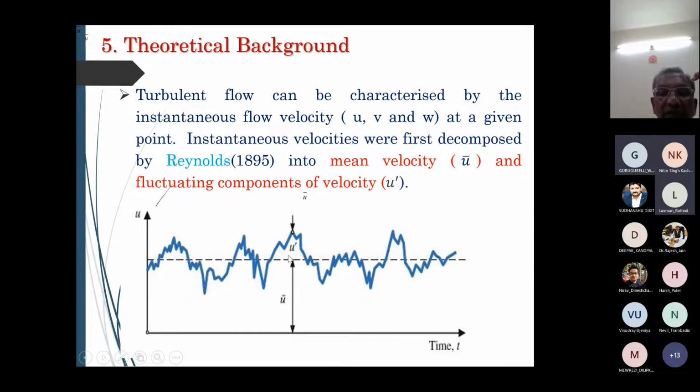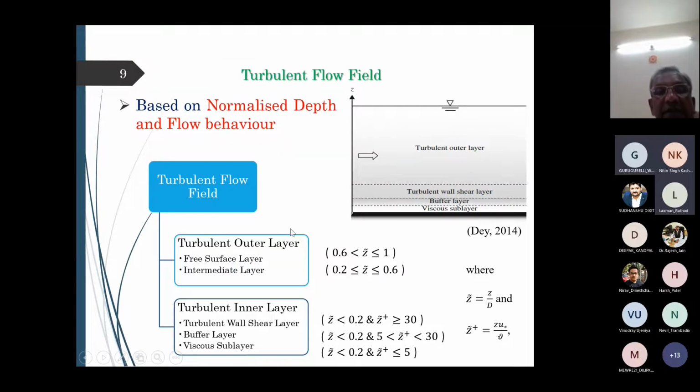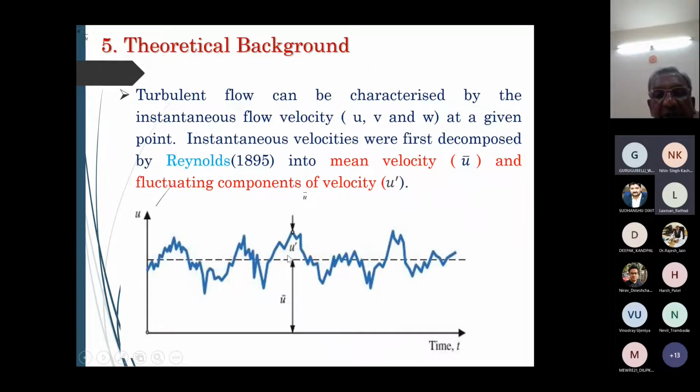Okay, so if you talk about U prime, this is the variation on the positive side. Similarly, if you have U prime below the mean velocity, that will be on the negative side, right? Since we are measuring velocity in the U direction, in the direction of flow, V prime is in the transverse direction of the channel, and W prime is the velocity in the vertical direction. So U prime, V prime, W prime are the fluctuations about the mean.